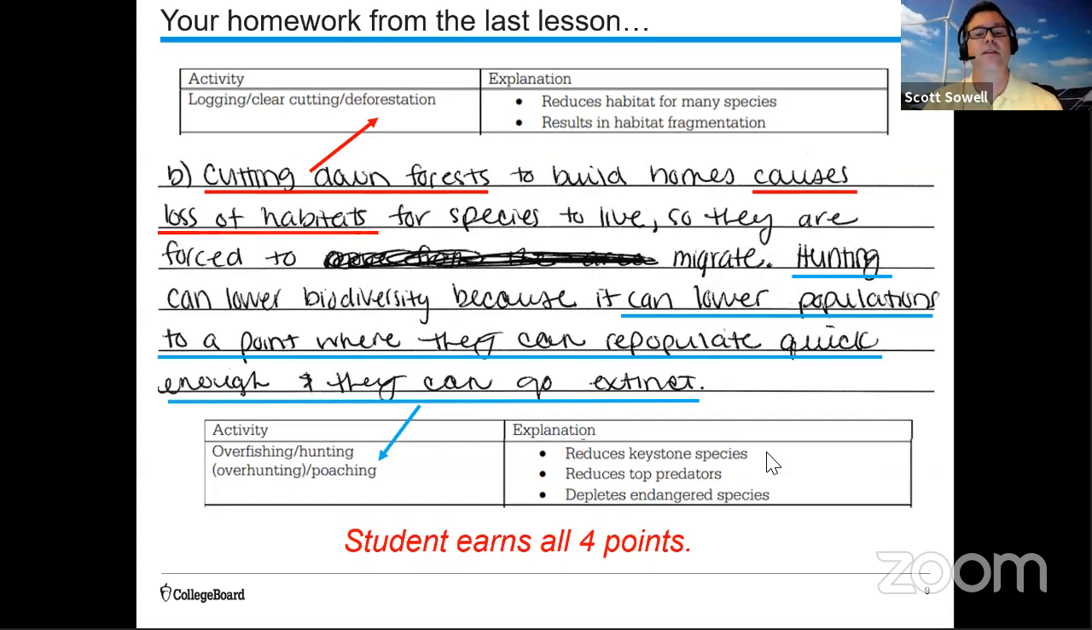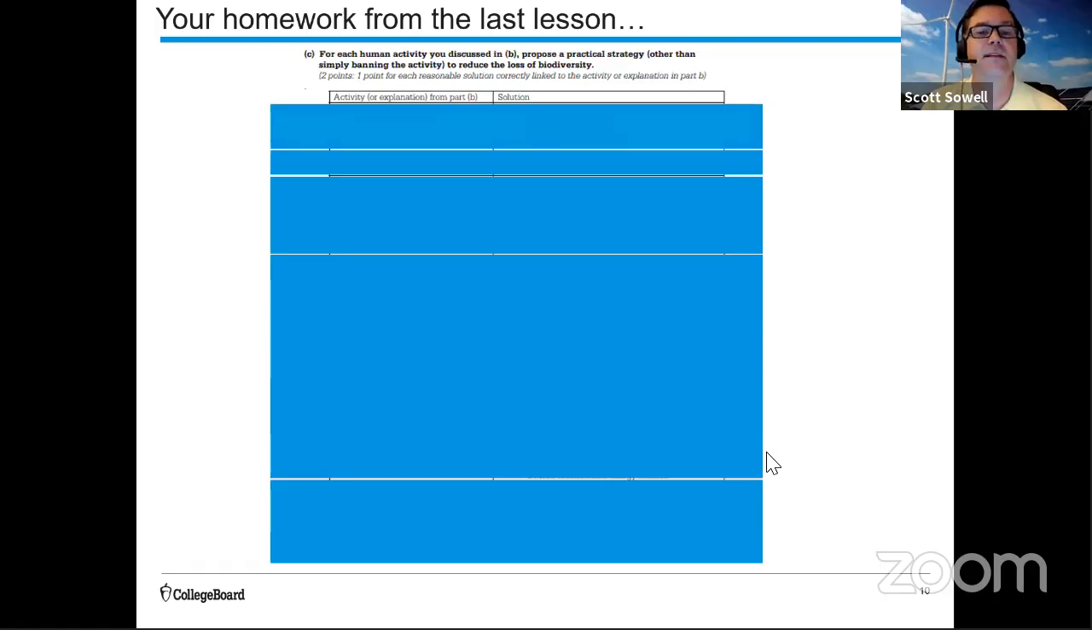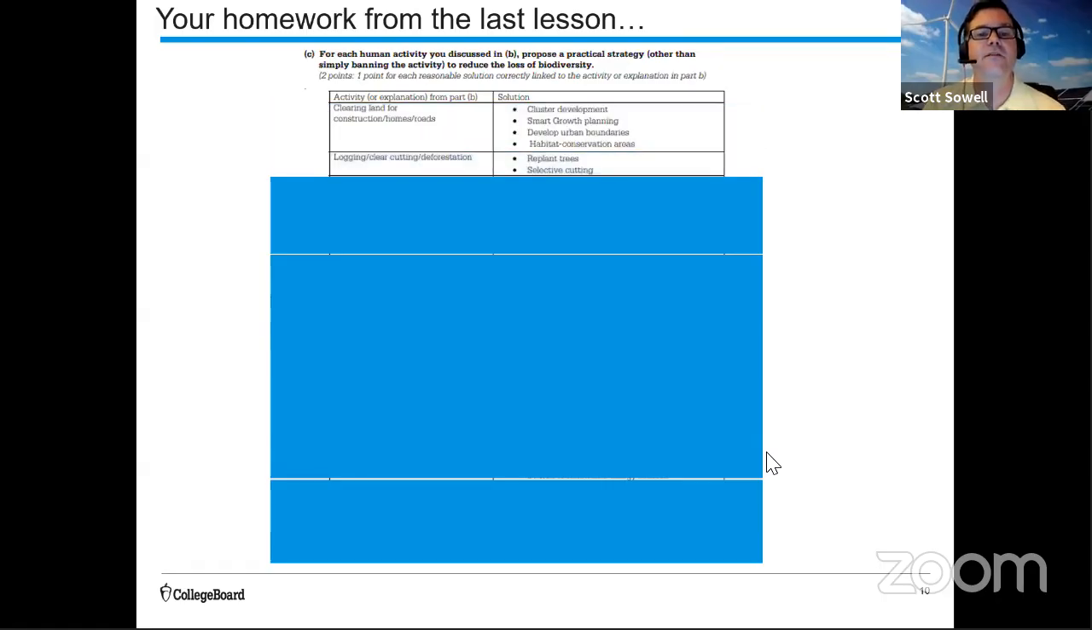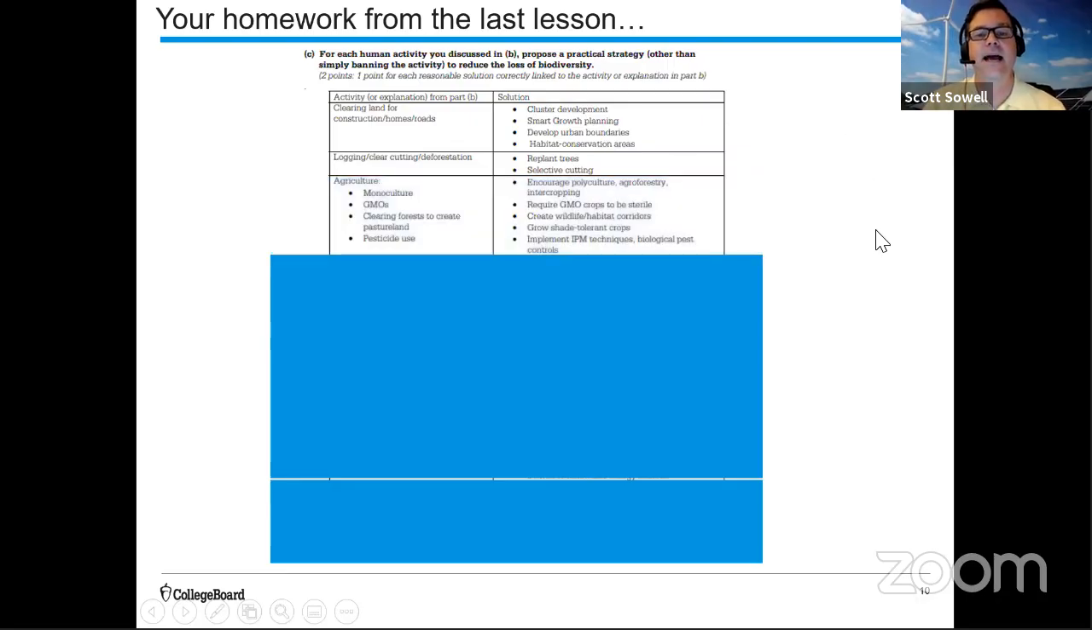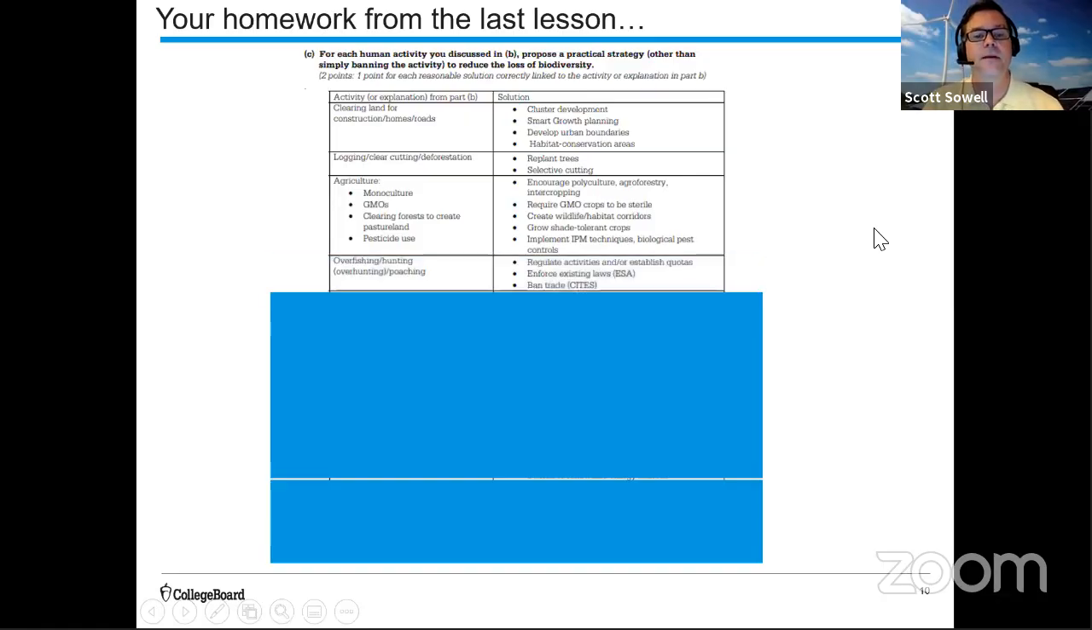So you'll remember that the next question says, take these 2 things now and talk about some solutions to each one. So here are some possibilities. For clearing land for agriculture or logging, you could do smart growth, compact development, kind of smart city planning, or you could just replant trees or do selective cutting. Agriculture, you can look at issues of polyculture or using IPM, integrated pest management.